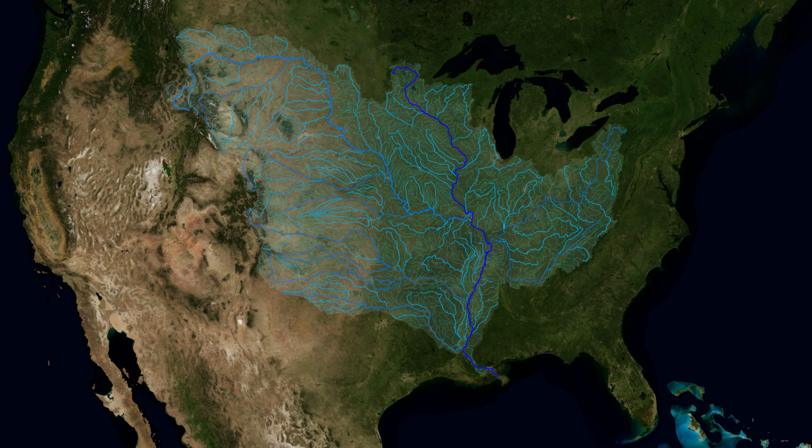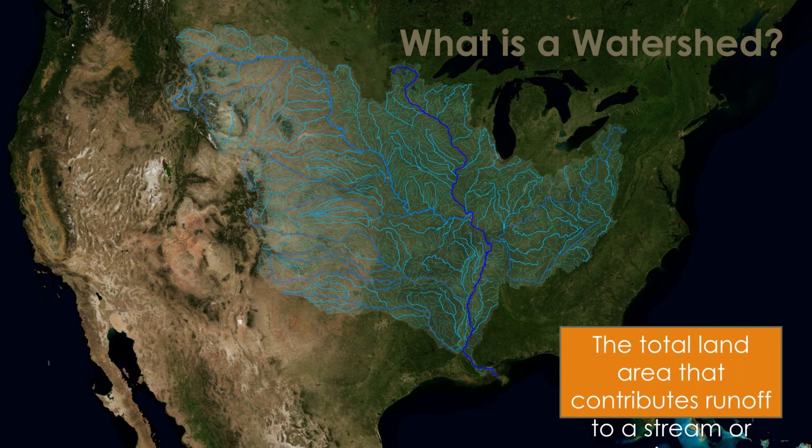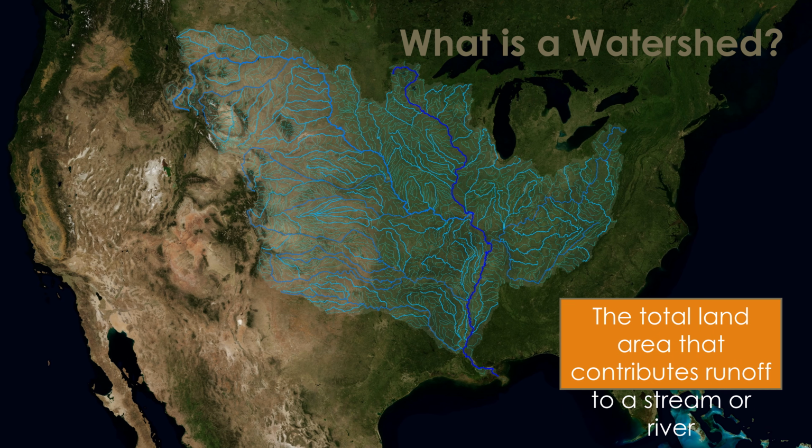So what is a watershed? One definition is the total land area contributing runoff to a particular body of water, in this case, a stream or river.